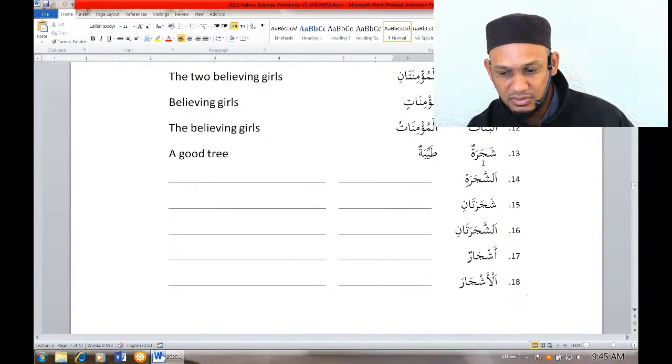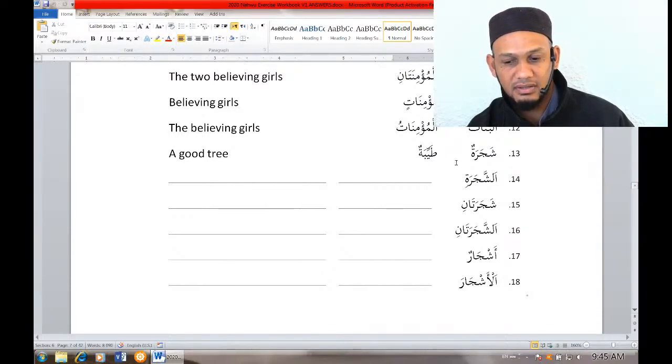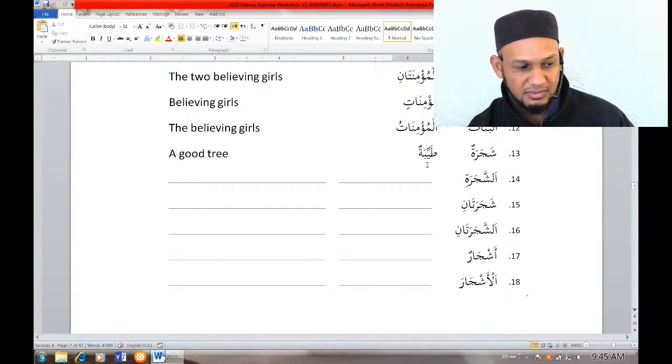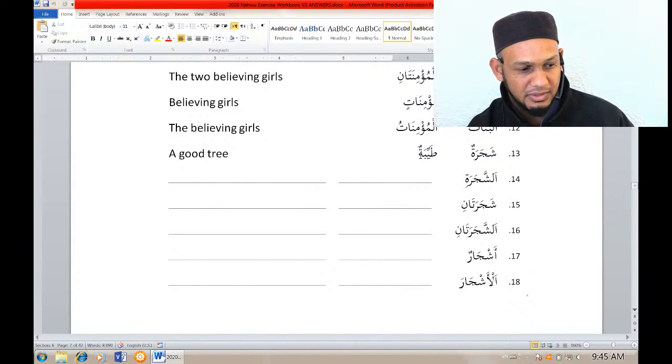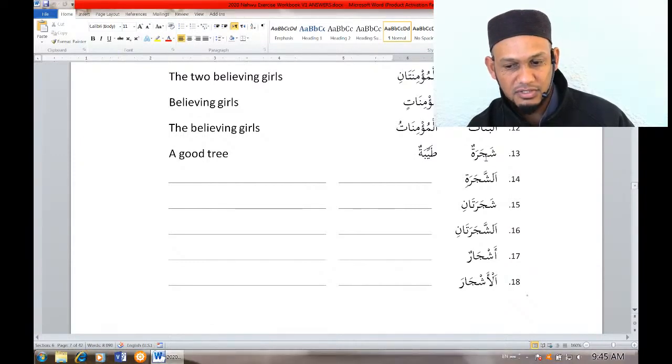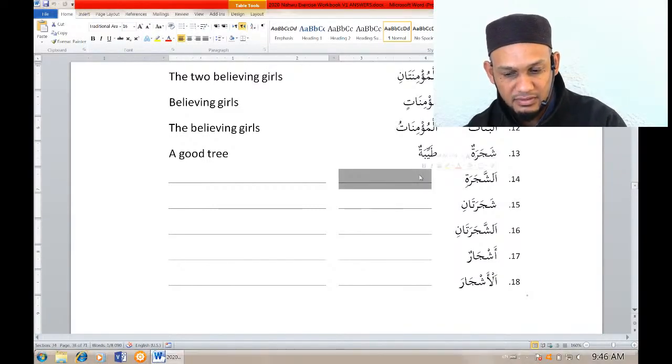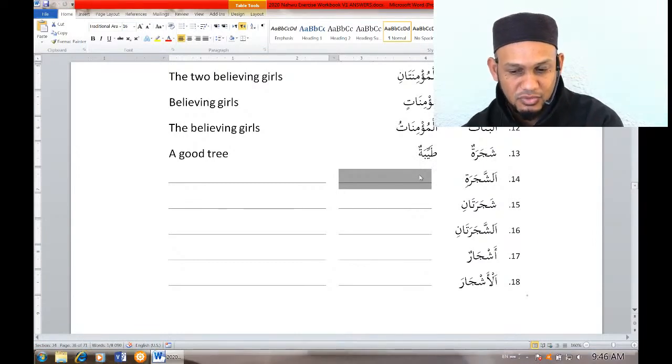Shajaratun tayyibatun. Shajara means a tree, and tayyiba means good. You with me? So if it's shajaratun tayyibatun, that's going to be a good tree. If it's ash-shajarati, what's it going to be there, the sifa? So we have two things: the mawsuf, the word being described, and the sifa, the describing word.